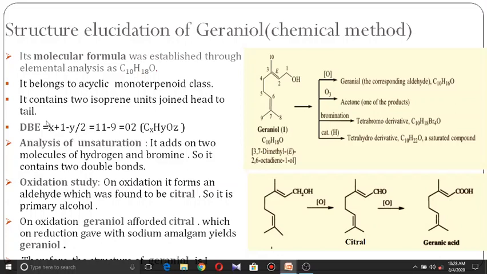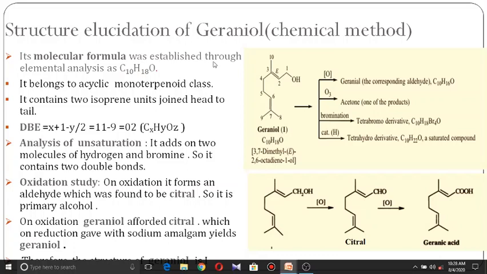Now we determine the nature of unsaturation. As it contains two isoprene units, double bonds should be present. Using the formula for double bond equivalent, x plus 1 minus y by 2, putting the values of x and y as 10 and 18, we get 2 double bond equivalents. That means either two double bonds are present, or one double bond and one ring, or two rings are present.